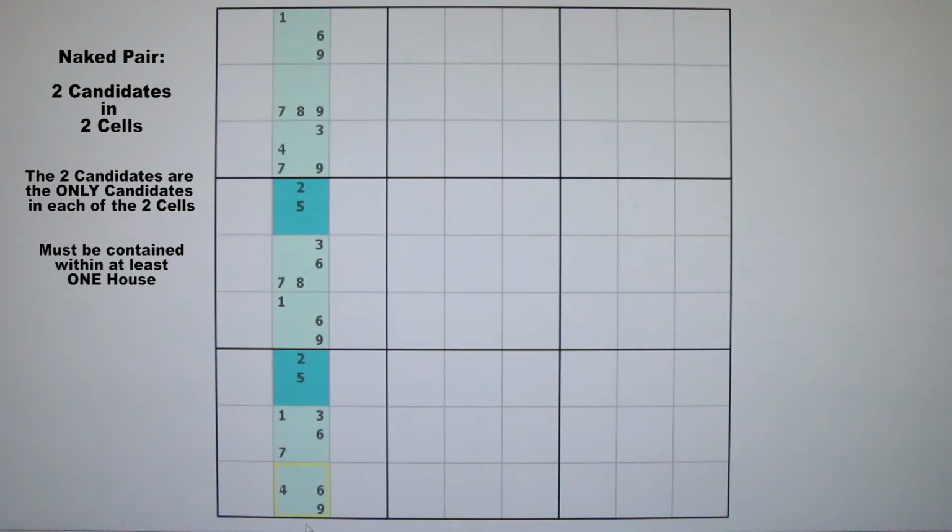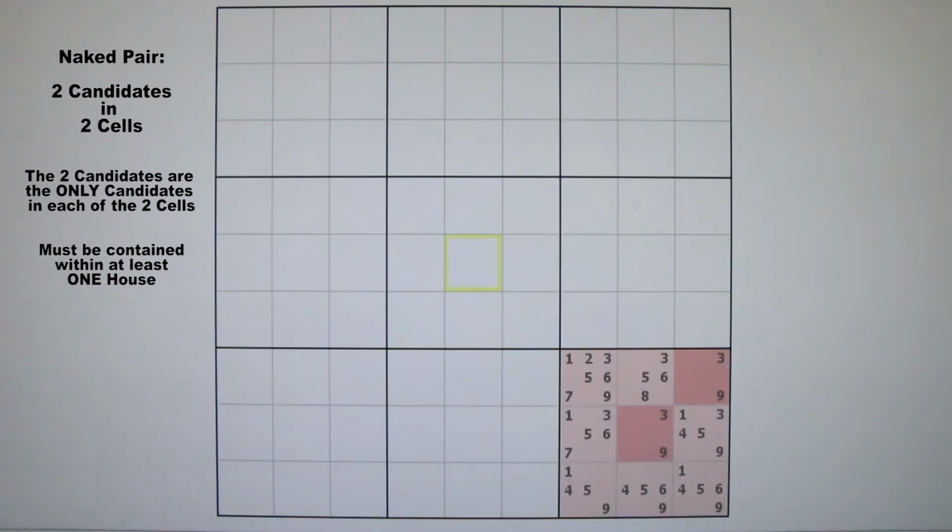And likewise, let's take a look at block 9. There can be no other 3 or no other 9 in the whole block. So you can eliminate those 3s and 9s.